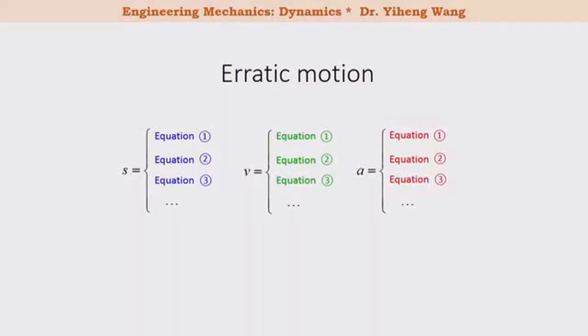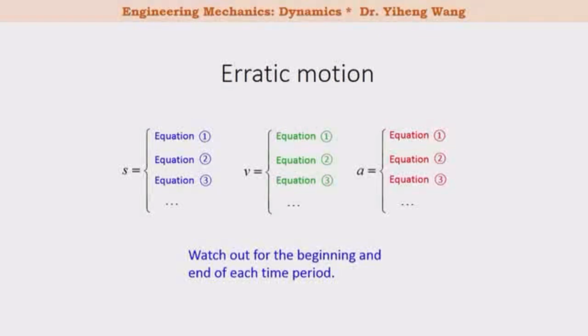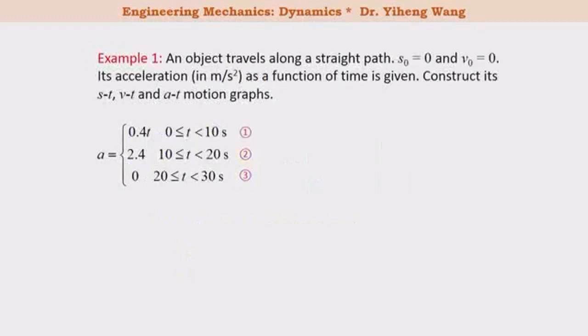Keep in mind that for erratic motion, all the three basic kinematic equations still apply. However, when you sketch the graphs for erratic motion, you want to be careful with where each time period begins and ends. Let me demonstrate with two examples. For the first example, we are given the piecewise function of acceleration as a function of time. We also know that the initial position and initial velocity are both 0. We are asked to construct the st position-time graph, vt velocity-time graph, and at acceleration-time graph.